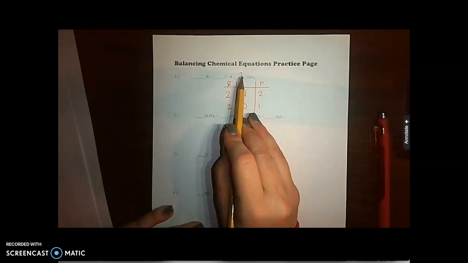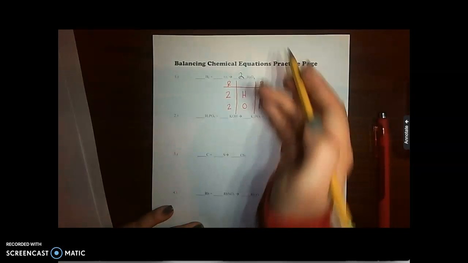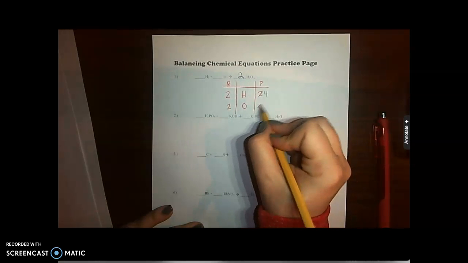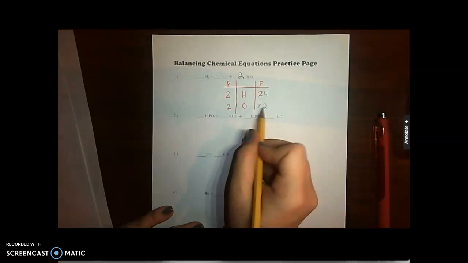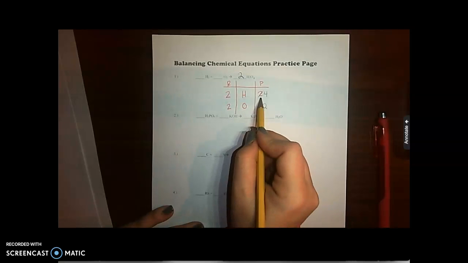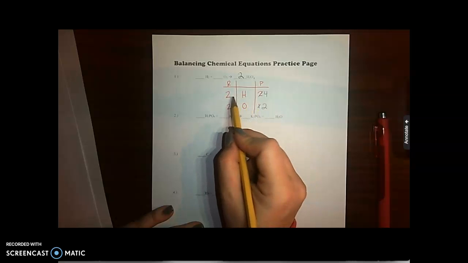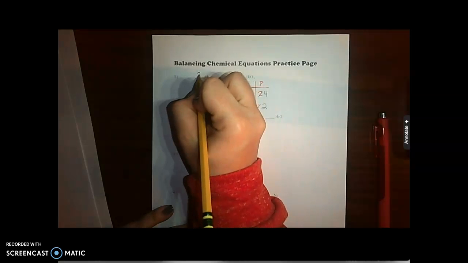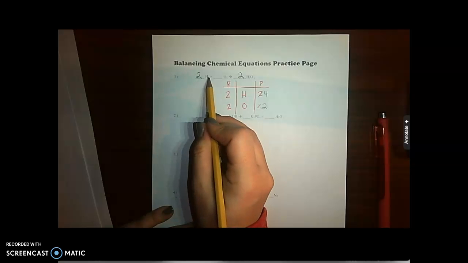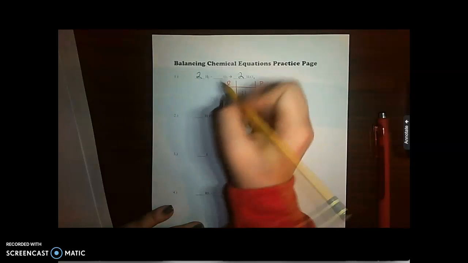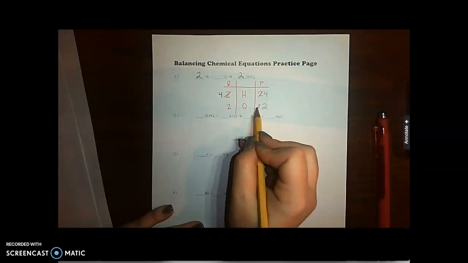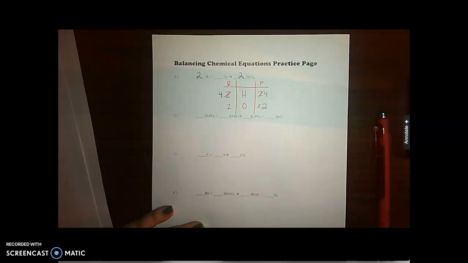So we have 2 times the 2 hydrogens, which makes that 4. We have 2 times the 1 oxygen, which makes that 2. So my oxygens are now balanced, but my hydrogens are not. So they can both go into 4. So I'm going to change this coefficient from 1 to 2. And now I have 2 times the 2 hydrogens to get 4 hydrogens. And I've got 4 on both sides and 2 on both sides to balance that equation.